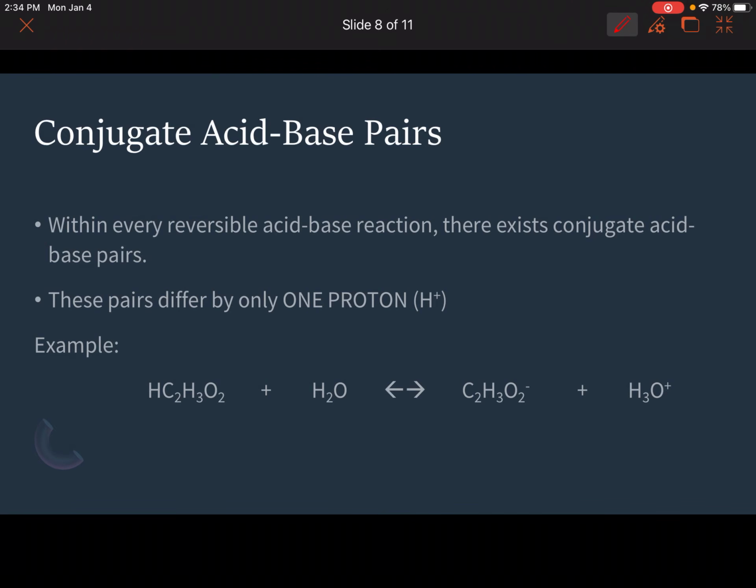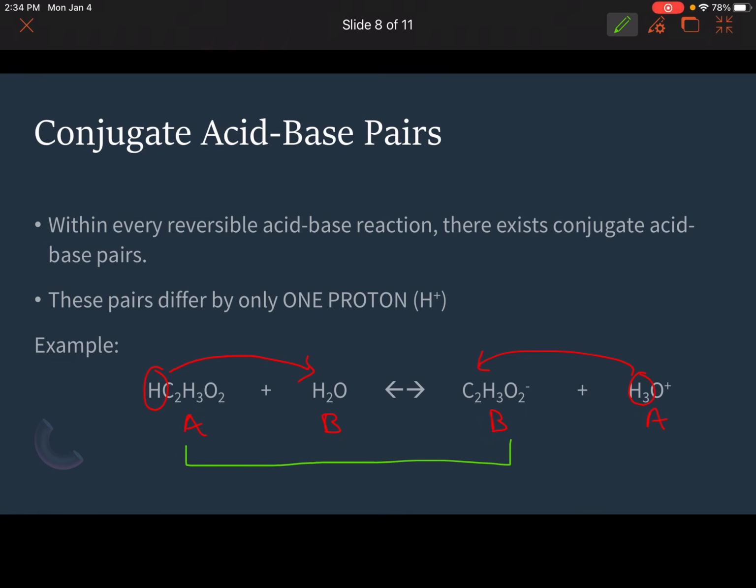So here we've got the same reaction as we just did on the last slide. I'm just going to copy here what we did. There we go. So this is my acid, my base. Same reaction here, so we can identify the acid-base pairs, and they only differ by one H plus. So my first conjugate acid-base pair, I've got an acid and a base. So those are conjugate acid-base pairs.